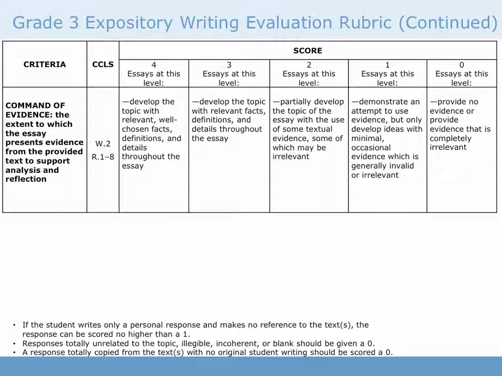At a level 2, they partially develop the topic of the essay with the use of some textual evidence, some of which may be irrelevant. And at a level 1, they demonstrate an attempt to use evidence, but only develop ideas with minimal, occasional evidence which is generally invalid or irrelevant. Essays at a level 0 provide no evidence, or they provide evidence that is completely irrelevant.